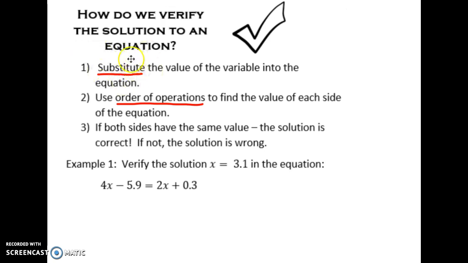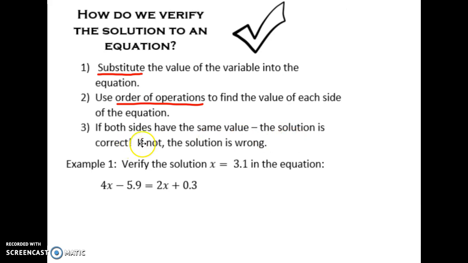So substitute is the first important word that we're going to use. And then we're going to use order of operations. You know the order of operations is the correct way to calculate problems in math. This will give us a value on each side of our equation. Remember, equal signs are in equations. So what happens is if both sides have the same value, it means that our equation is balanced. Think about a teeter-totter and how you want to stay balanced on a teeter-totter so that you can still go up and down on both sides.